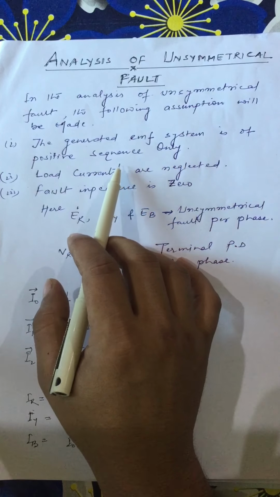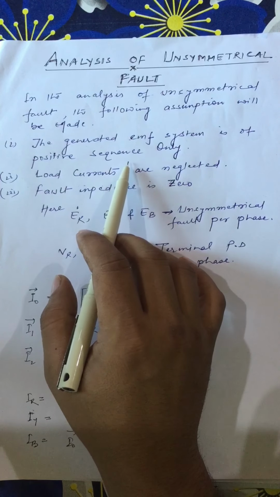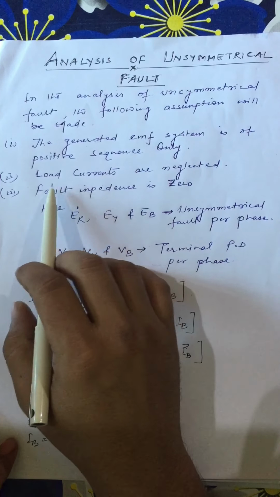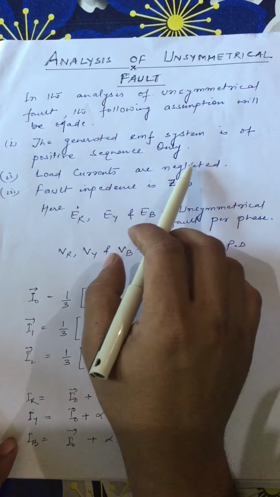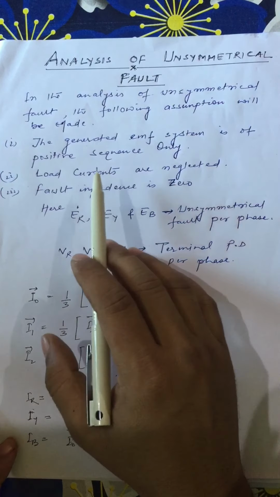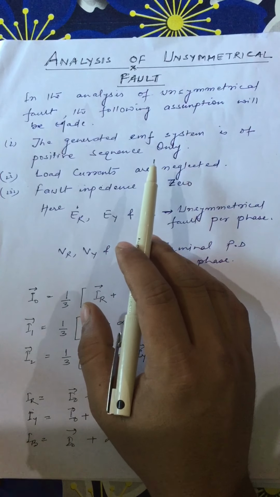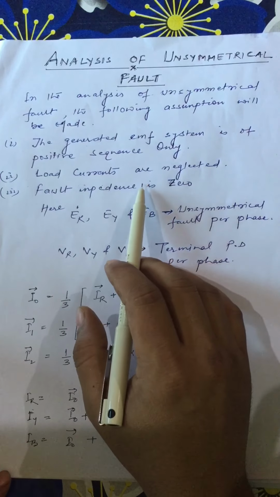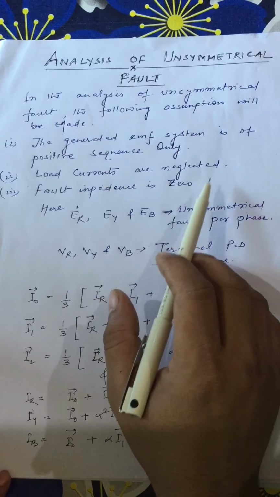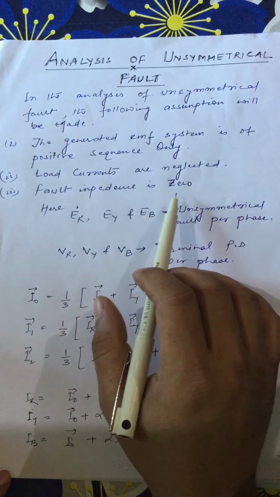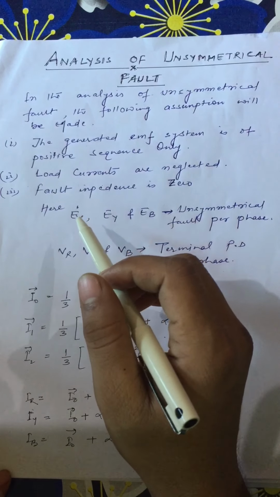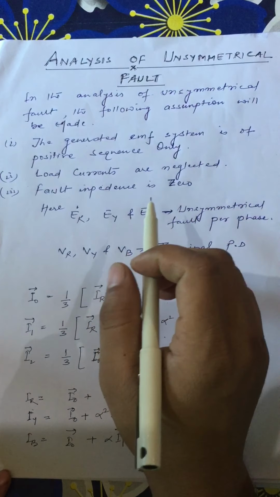The second assumption we make is that no current flows in the network other than due to the fault. That means we neglect the load currents as zero. If we have a fault in R phase, suppose an R phase to ground fault, then IY and IB, which would act as load currents, we consider as zero. And we will consider that the fault impedance is zero. If there is a ground fault, we consider the ground impedance to be zero. We do this because it makes the analysis of unsymmetrical faults easier.